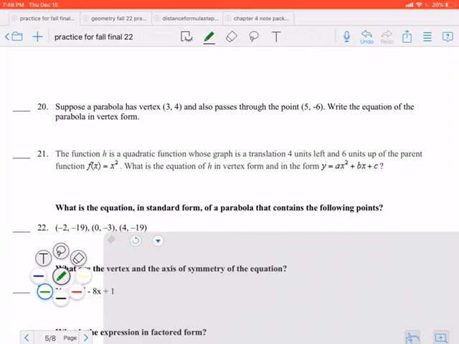Suppose a parabola has a vertex of 3, 4, and also passes through the point 5, -6. Write the equation of the parabola in vertex form. We don't need to even graph this at all. We can do this all through algebra.